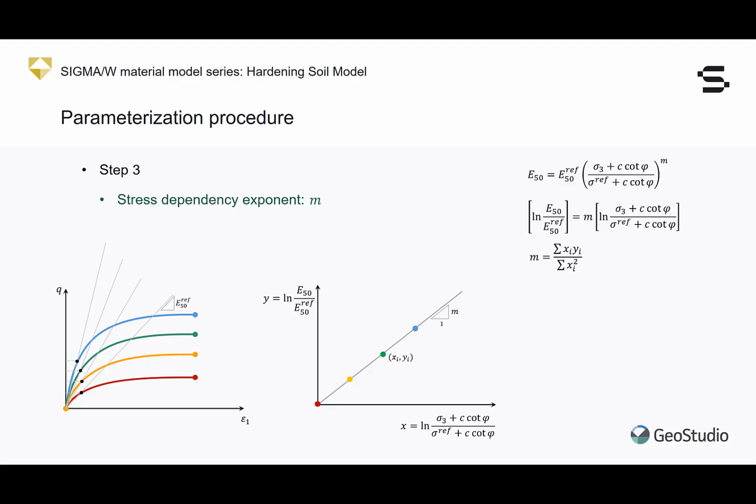Similar steps can be taken for unloading-reloading in order to calculate the stress dependency exponent twice. In the hardening soil model, however, it is assumed that the constant m is the same for both half-failure and unloading-reloading stiffnesses.